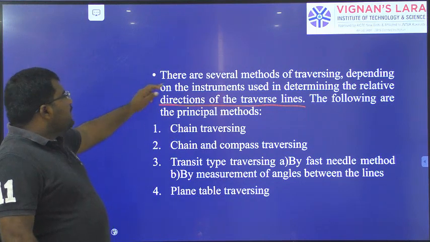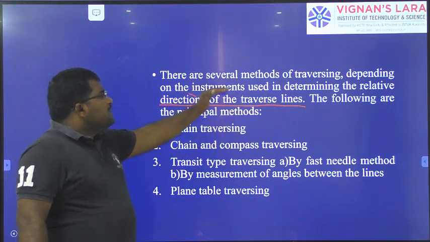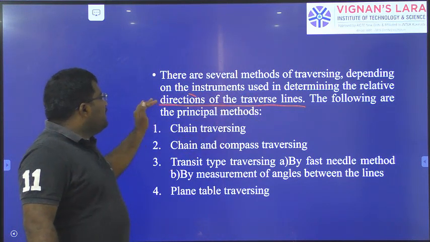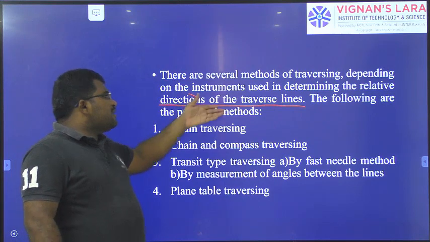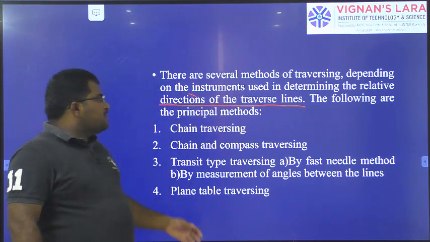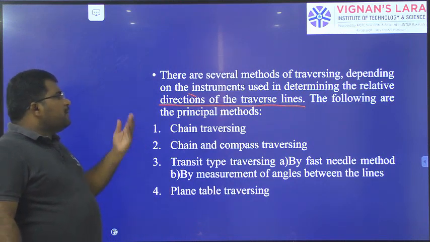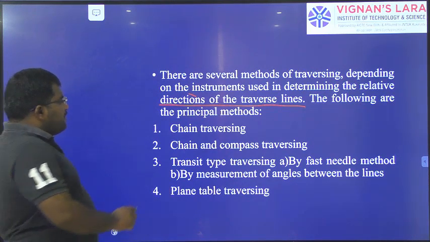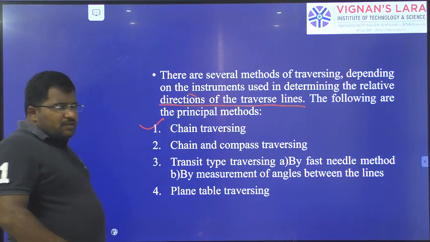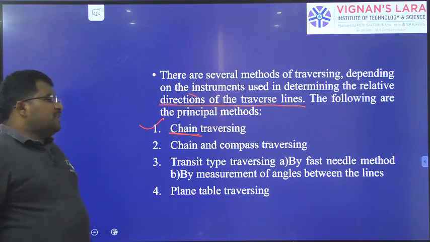So that's what we study. There are several methods for traversing, depending on the instrument used in determining the relative directions. We are going to determine the relative directions of the traverse lines. The following are the principal methods. These are the four principal methods we have in traversing. The first method is chain traversing. The name itself tells that we are going to use the chain in that one.